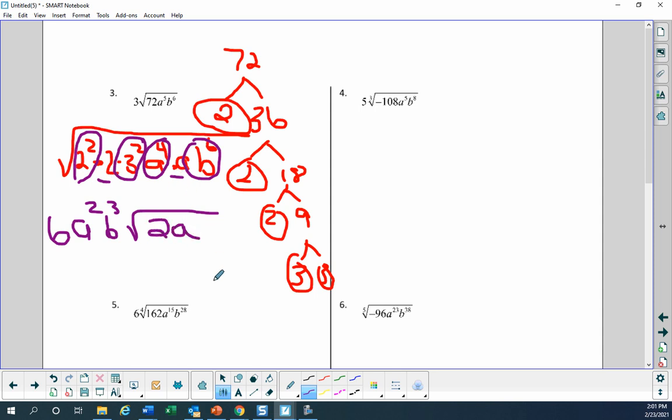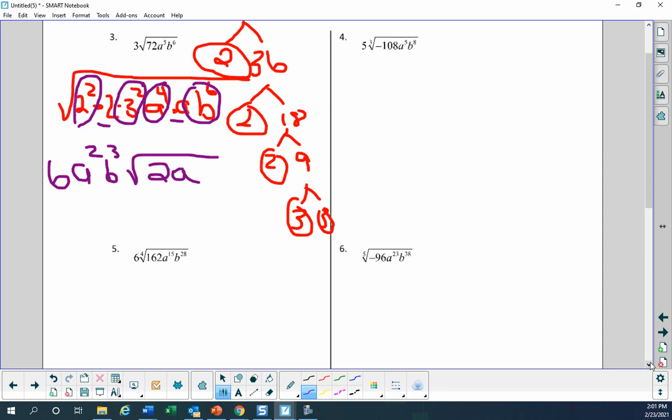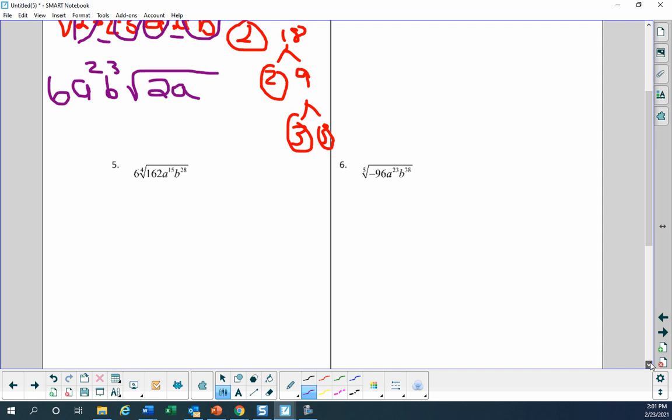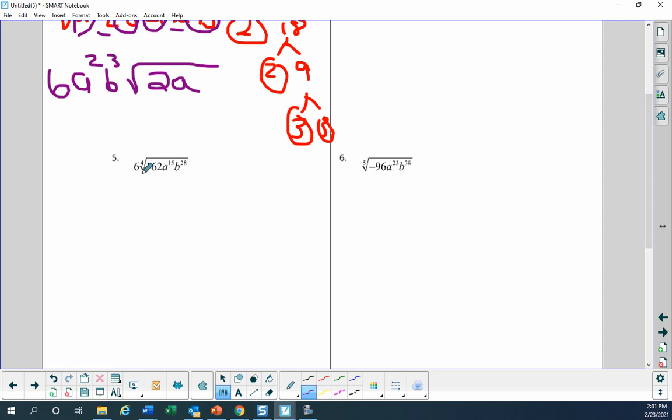2A stays inside. Okay. All right, let's do one more. Well, another odd number, which is 5. So I have 162 to the power of the cube root. The index is 4. A to the power of 15 and B to the power of 28.